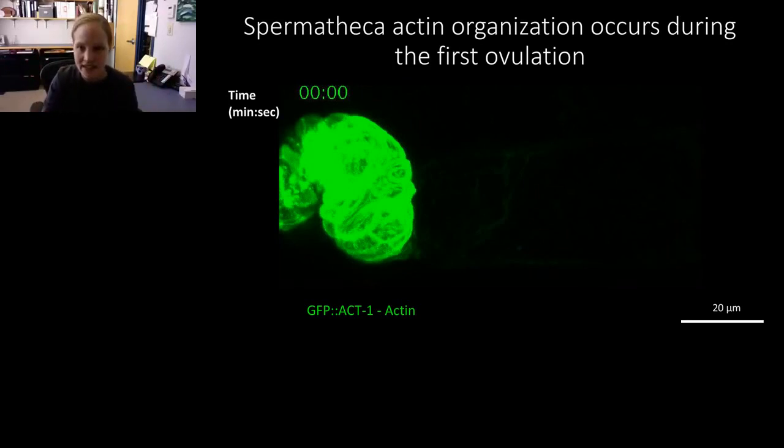Okay, so let's see if we can get that to play. Go. All right, and stretched, and now contraction is happening, and now you can really see those beautiful fibers that I was talking about earlier. They're very clear now.